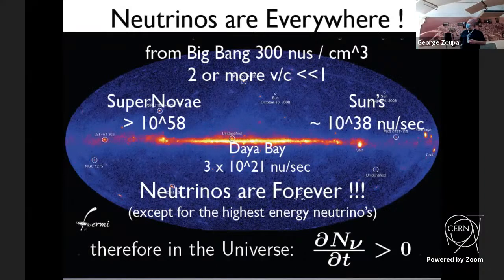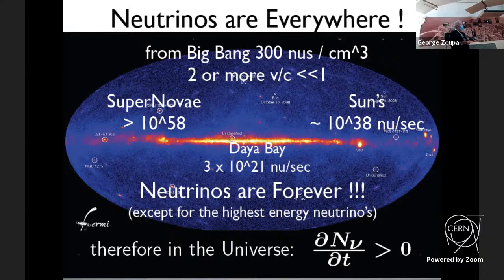Supernovae give us 10 to the 58 neutrinos in one blast going everywhere. The sun sends us 10 to the 38 neutrinos per second. And for example, the gigawatt reactors in China, where the Daya Bay experiment is, give us about 10 to the 21 neutrinos per second.